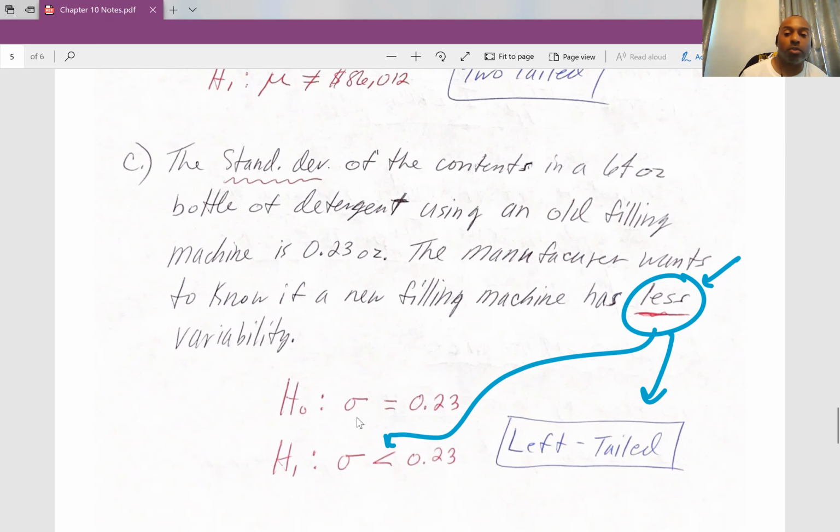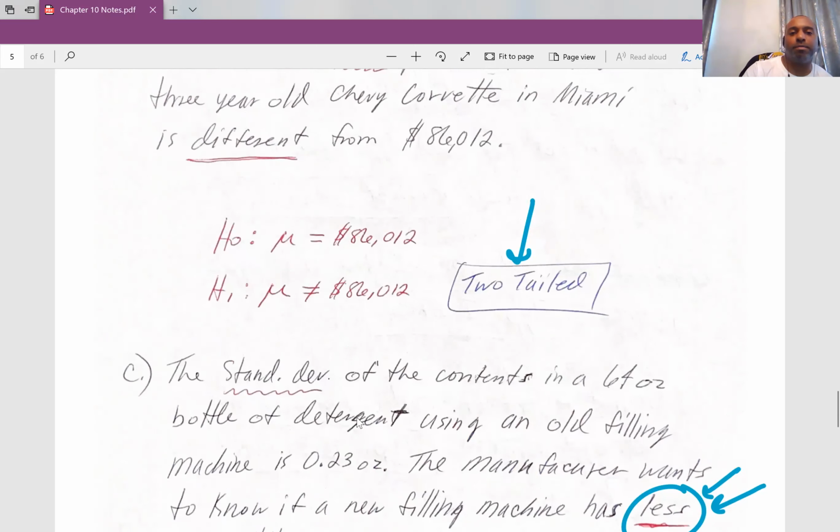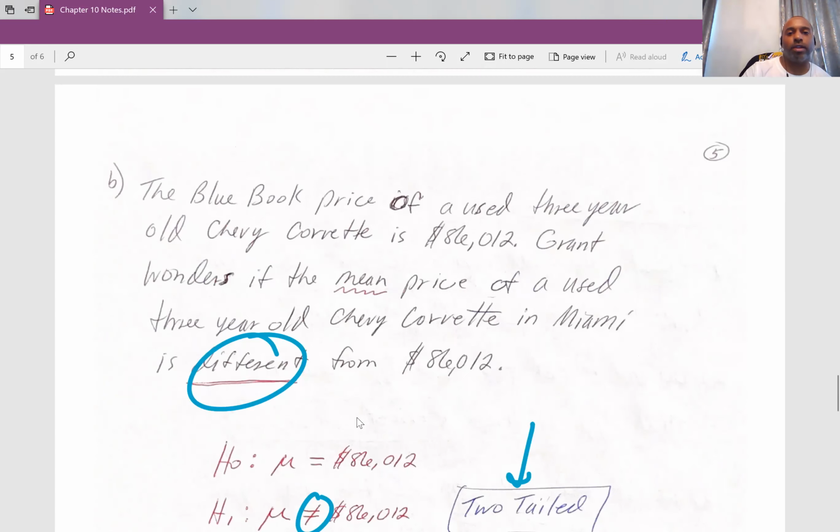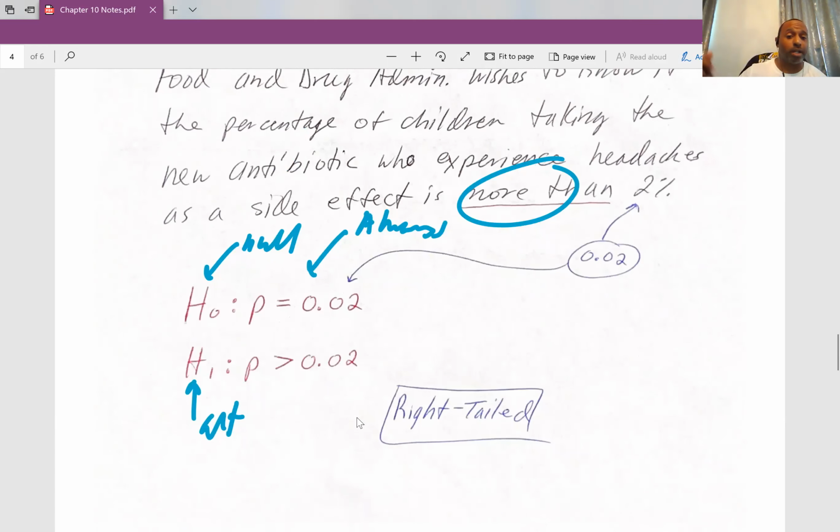So going back to your question, guys, it's always going to be based on the keywords, what symbol this will be. If it says less, lower, under, shorter, something along those lines, it's going to be a less than symbol, which is our left tail. Different means we use the not equal to symbol. Anything suggesting greater than, so more than, taller than, hotter, above, something like that, means greater than. So we use a greater than symbol, and that means it's going to be right tail.